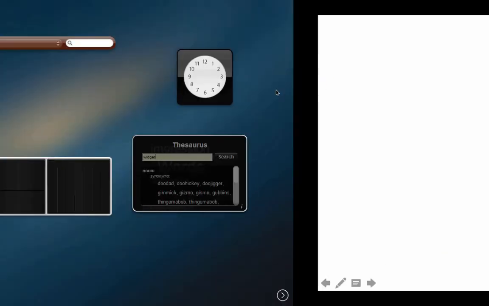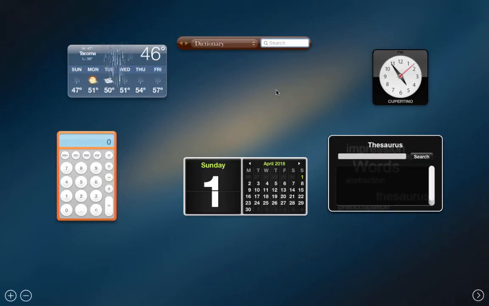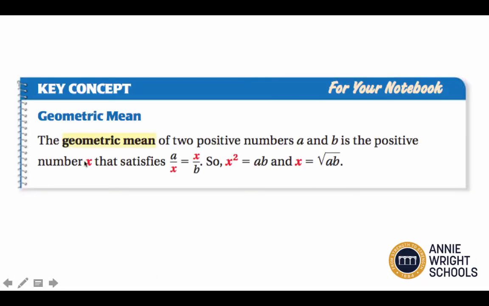But back to the slide, the definition you need to know. Oh, sorry about that. Let me just get out of here. The definition you need to know is if x is the geometric mean of two numbers, then a over x equals x over b, which means x squared equals a times b. And then you solve for x by taking the square root. Be able to set up this proportion. Do not just jump to that, because I can make it very hard when you try to jump to that, but always set up the proportion.